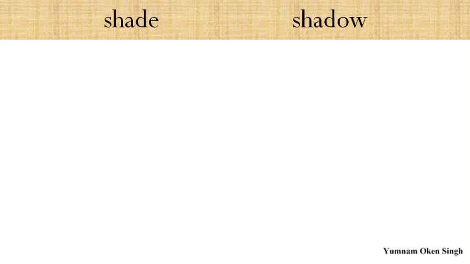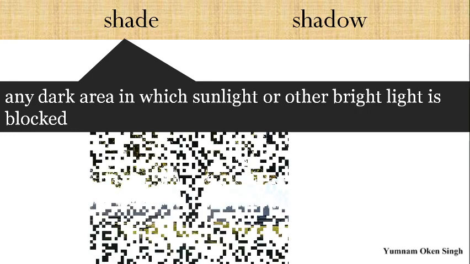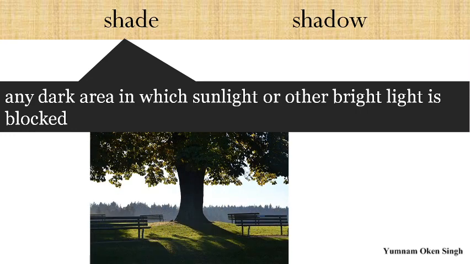And now let's see the difference between shade and shadow. What is shade? It is any dark area in which sunlight or any other bright light has been blocked. See here, in the picture, the tree has cast its shade. You can sit in the shade there. You can sit on the benches and the benches are in the shade.